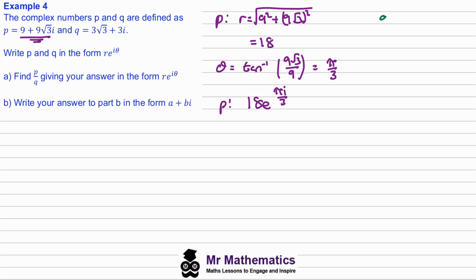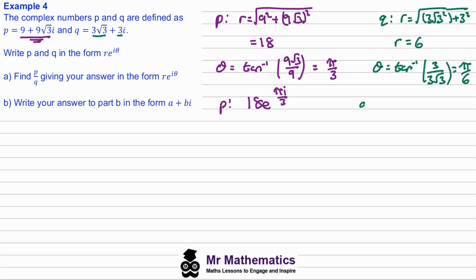If we look at q, the radius will be the 3 squared plus 3 root 3 squared, all square rooted. And this will give us 6. The argument will be the arctan of the opposite divided by the adjacent, and this will give us pi over 6. So in exponential form, q is 6e to the pi i over 6.